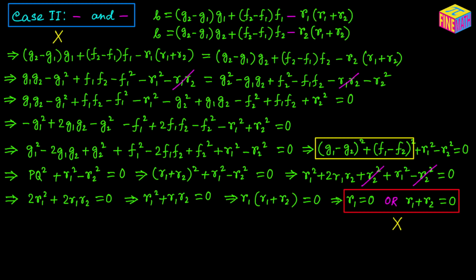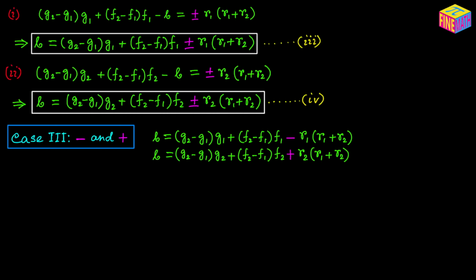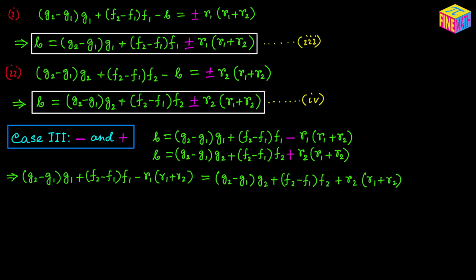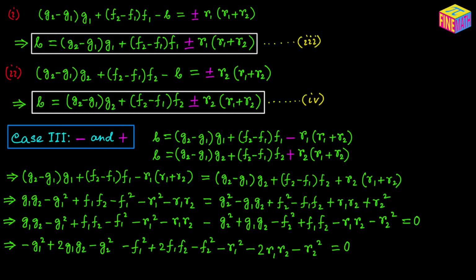Okay, let's try another combination. So next we are going to try this combination, minus sign from equation number 3 and plus sign from equation number 4. Then the two values of b can be written like this, and if we equate the two values, we can form an equation like this. And then we are going to remove the parenthesis, our equation will look like this. And then if we bring everything to the left hand side, our equation can be written like this. And if we rearrange a little bit, our equation can be written like this.